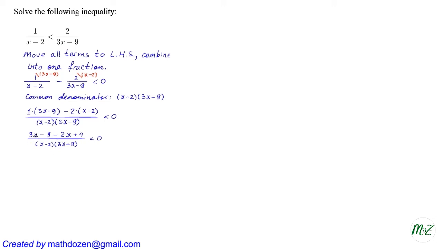So distributing 1, we get 3x minus 9. Distributing negative 2, we end up with negative 2x plus 4. And now combining like terms, we end up with x minus 5 in the numerator. And we have exactly the same terms in the denominator, x minus 2 times 3x minus 9. Since we solve an inequality less than 0, it means that the graph of y equals x minus 5 over x minus 2 times 3x minus 9 is below the x-axis.